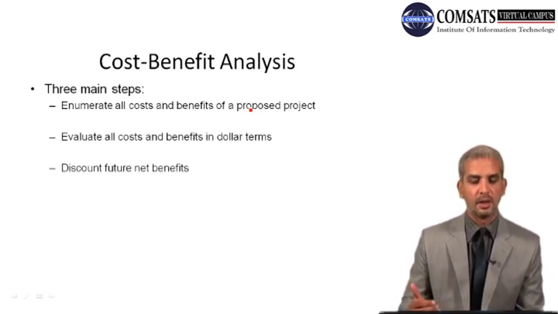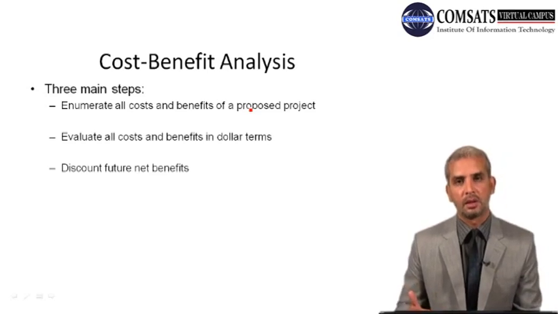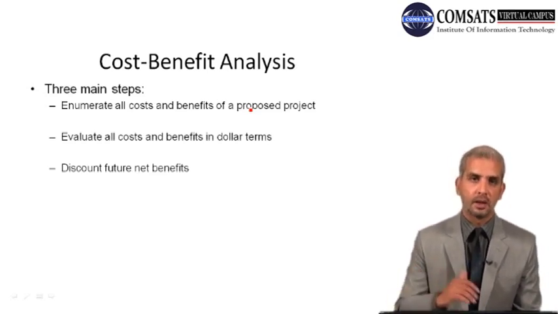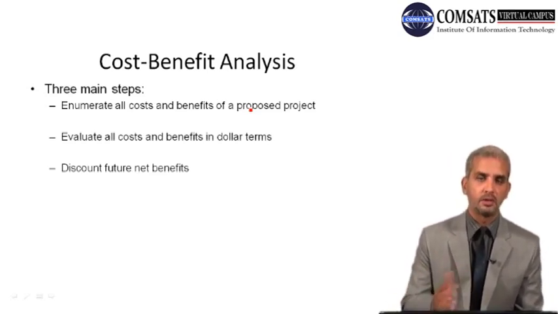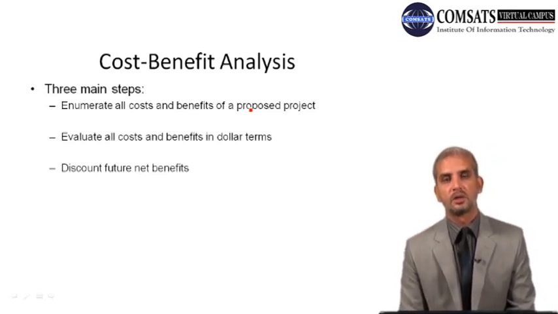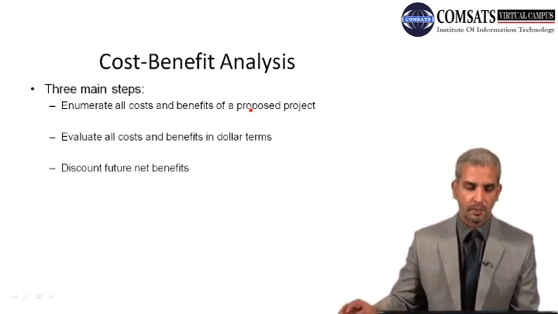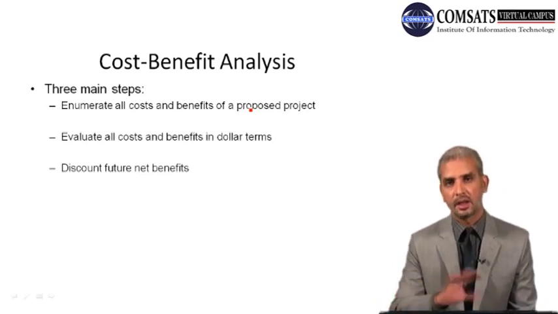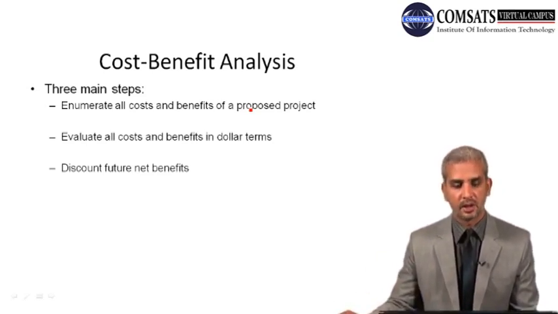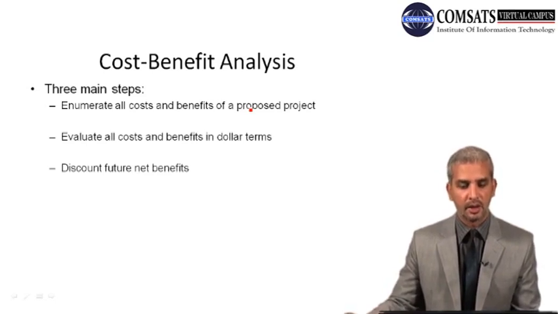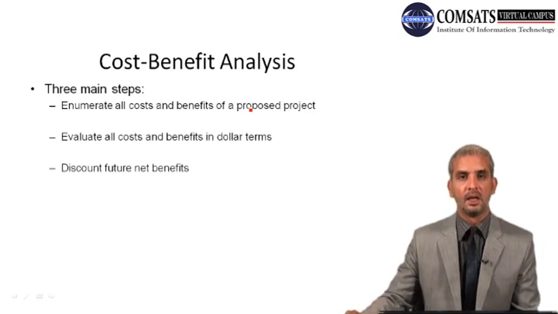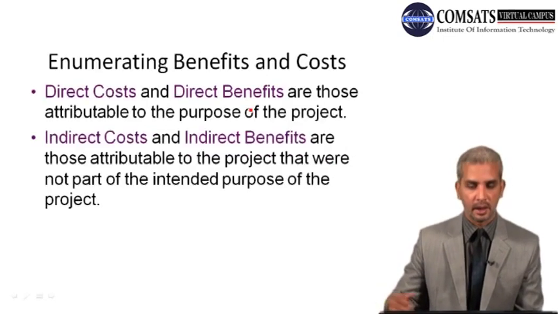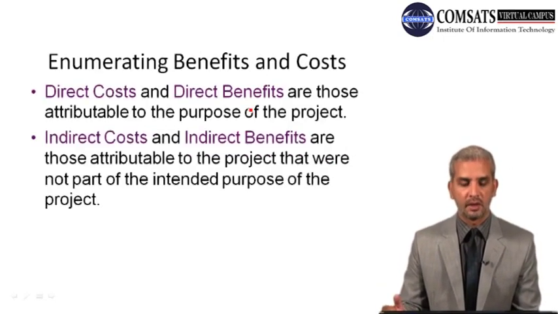And then in the last step, the discounting of future benefits and costs to the present value, so that you can evaluate the social benefit and social cost. Now we missed the discount of future net benefits in the current lecture, which we will cover in the next lecture. We have only covered the first two: enumerating all costs and benefits, and evaluating all costs and benefits.